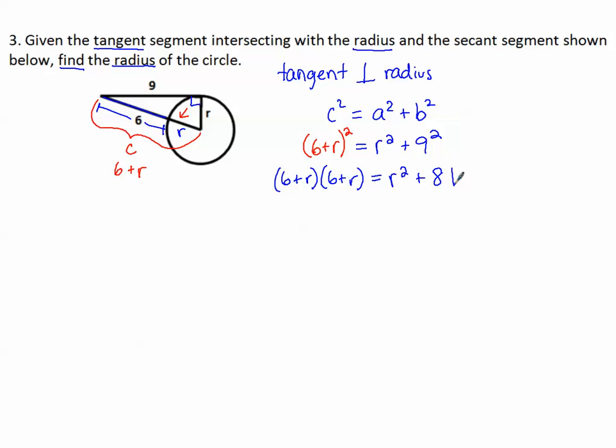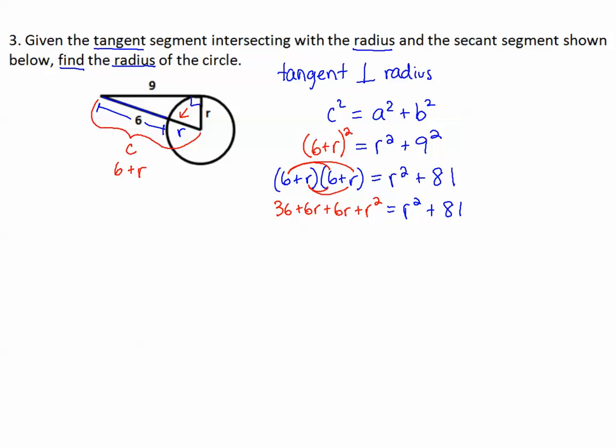What does that mean to FOIL? Well, basically distribute. 6 times 6 is 36. 6 times r is 6r. R gets distributed. R times 6 is 6r, and r times r is r squared. And then we'll write the rest of the equation.